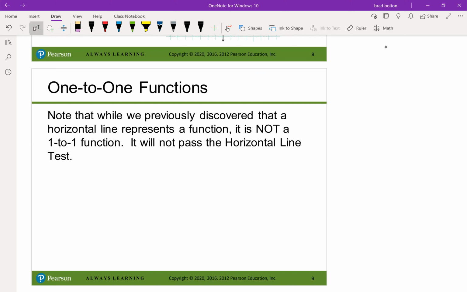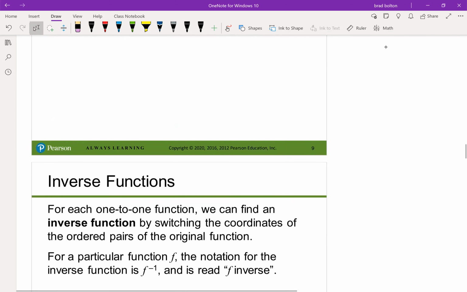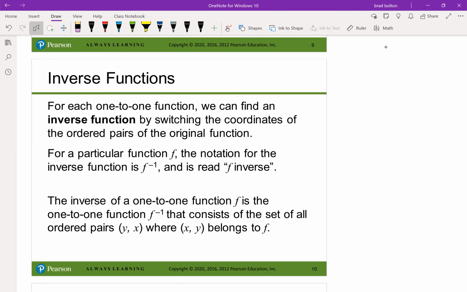So note that while we previously discovered that a horizontal line represents a function, it is not a one-to-one function. It will not pass the horizontal line test. So that's just for the basic horizontal line. Obviously, it doesn't pass the horizontal line test because you draw one line right on top of it and you touch it in infinite places.